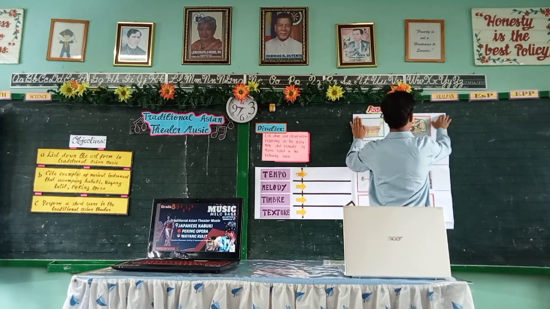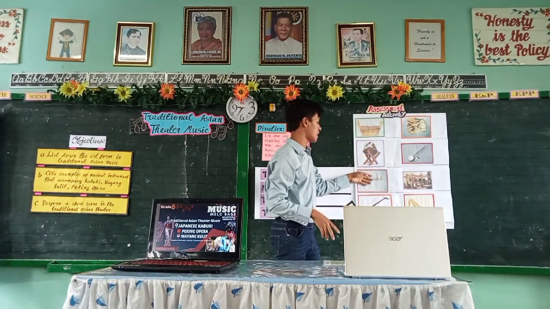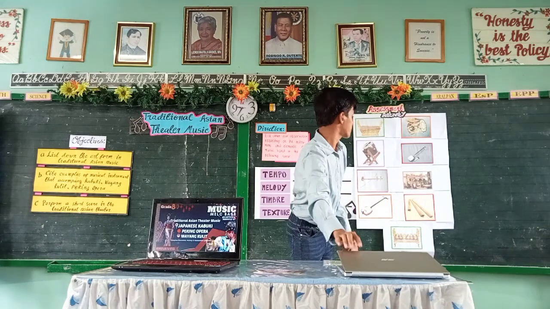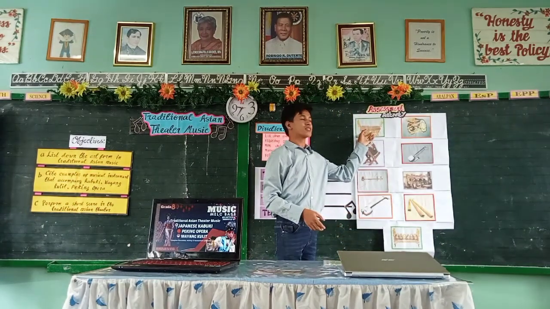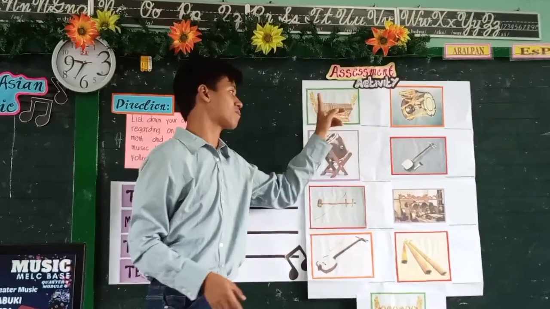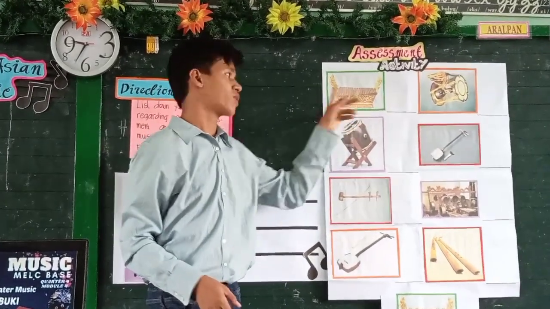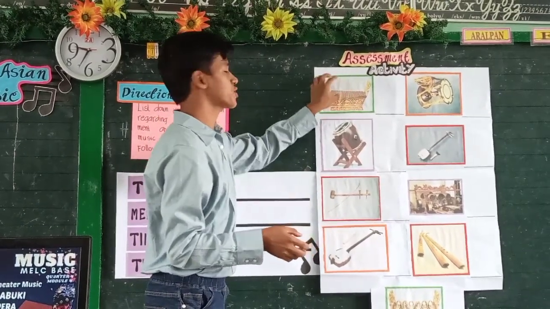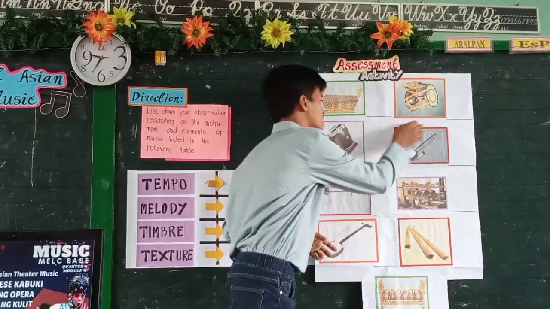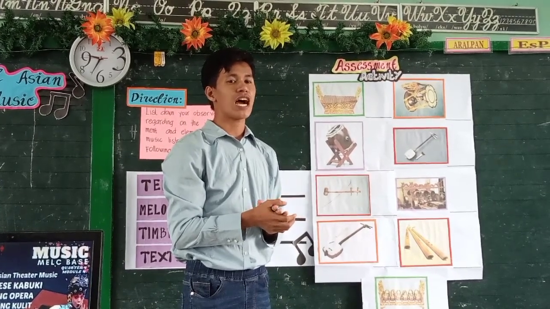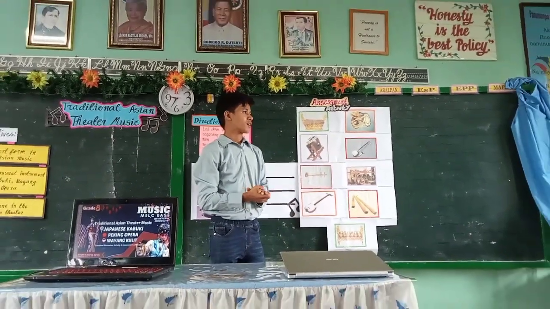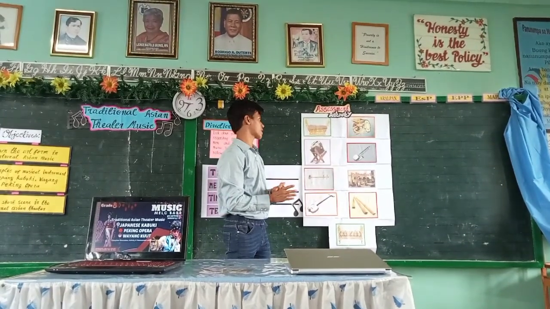In your activity, during our discussion, we discussed these instruments in a particular theater form. Now, all you have to do is kindly write if this instrument is used in Peking Opera, Kabuki, or Wayang Kulit. If you think this instrument is used in Wayang Kulit, then write Wayang Kulit. If this instrument is used in Peking Opera, then write Peking Opera. Am I clear? Okay, very good. You will be given 5 minutes for this assessment activity.